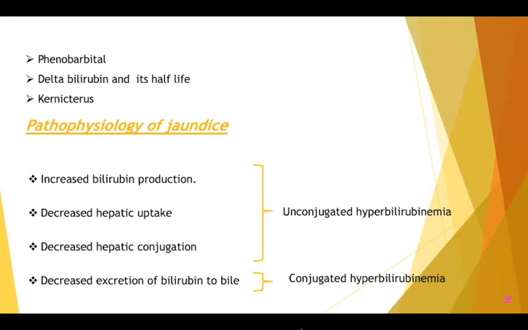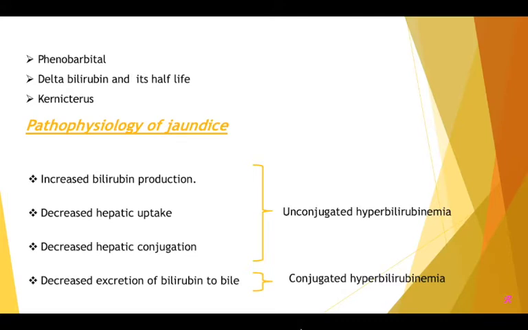So I have mentioned here that in the first three situations, it will be unconjugated hyperbilirubinemia. I'll explain to you. The bilirubin that is produced first is unconjugated. So if production is increased, it will be unconjugated. Decreased hepatic uptake: there also the liver is taking up the unconjugated bilirubin. If the liver is not taking up the bilirubin, what will increase? Unconjugated will increase. Okay, hepatic conjugation: the conversion of unconjugated to conjugated is not taking place.